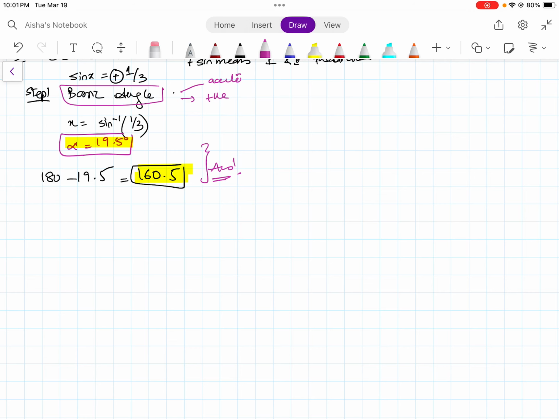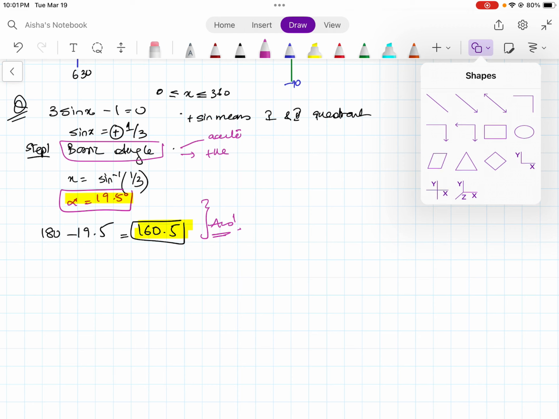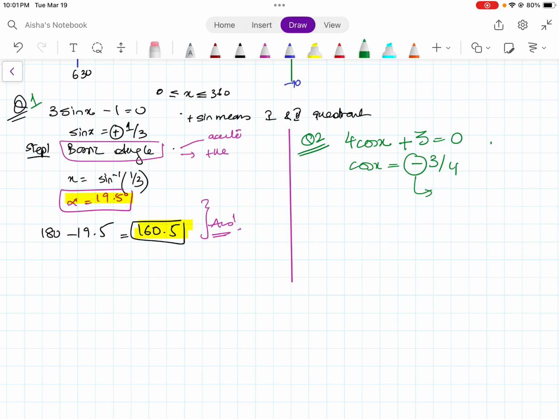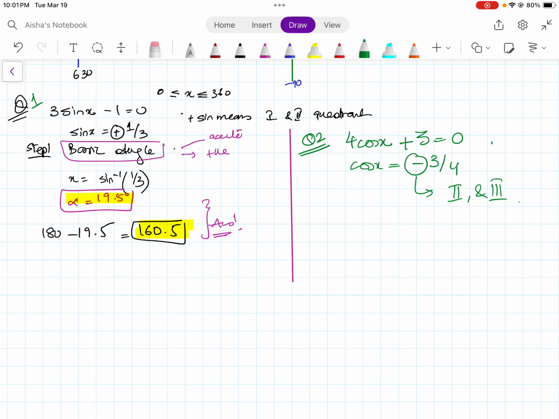Okay, now let's talk about another question. Cos x is equal to minus 3 upon 4. A minus indicates that you are in the second and third quadrant because cos is negative in the second and third. Now, how do you find out the basic angle? Cos inverse 3 upon 4. For the basic angle, ignore the negative sign.